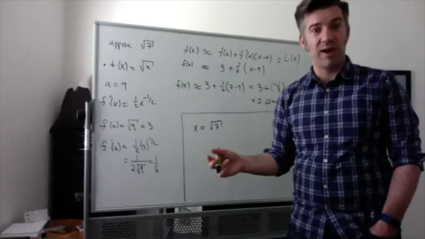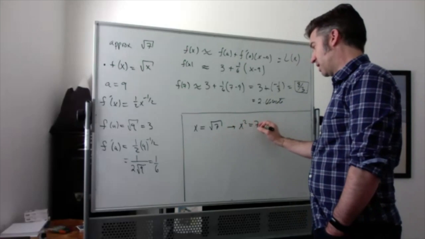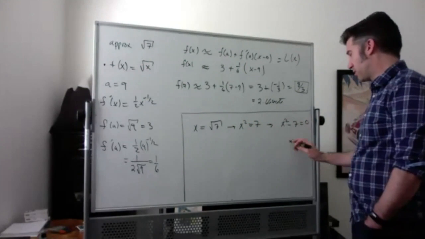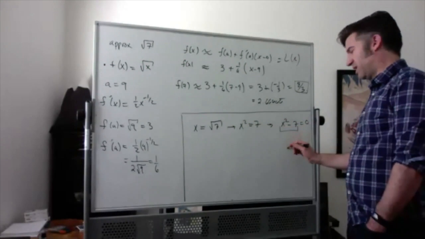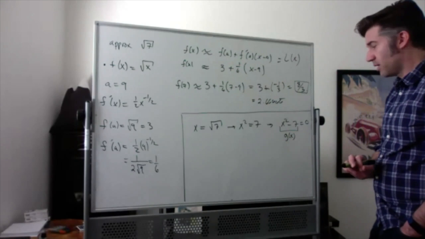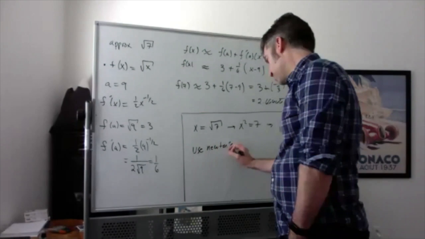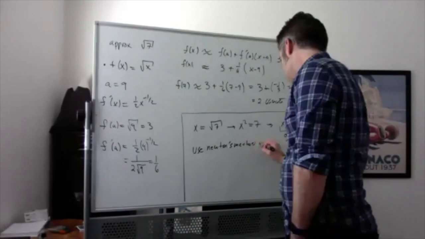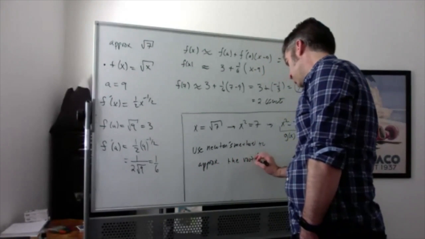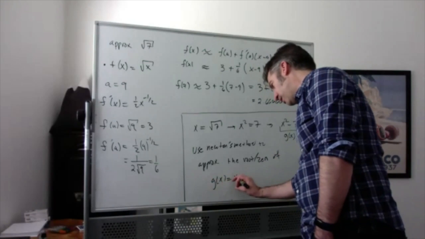And then I'm going to rewrite it so that, well, I'm going to square both sides, and I'm going to subtract 7. So I'm going to call this my function. I'm going to give it a different name since I already used f of x over here. So I'm going to call this g of x, and I'm going to use Newton's method to approximate the root, or 0, whatever you want to call it, of g of x equal to x squared minus 7.